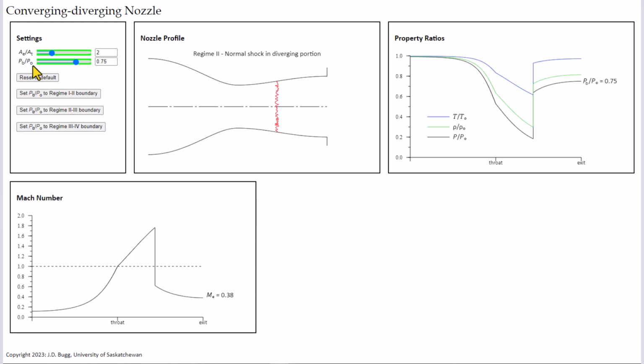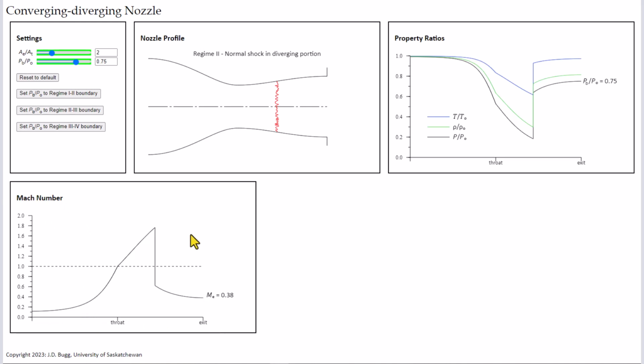This just shows the nozzle profile. The flow here is from left to right. This is the exit region. The plenum chamber would be over here on the left. Next is a plot of the 3 main properties, temperature, density, and pressure as a function of location through the nozzle. The last thing it shows is a profile of the Mach number along the axis of the duct.